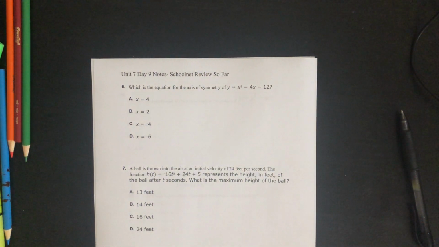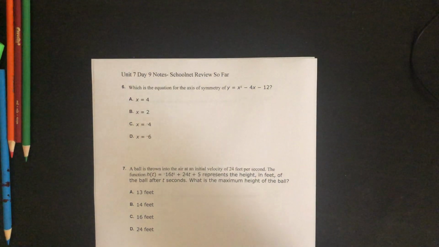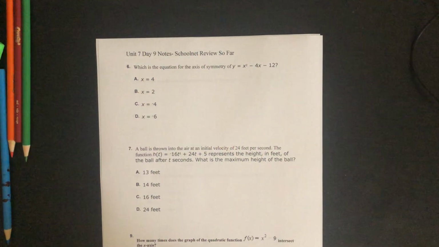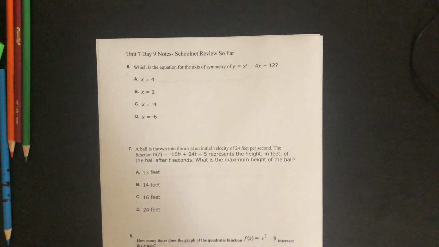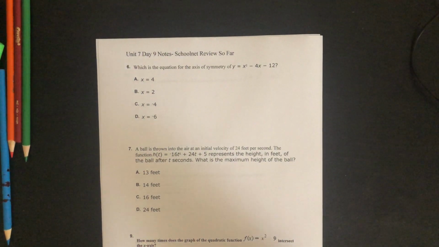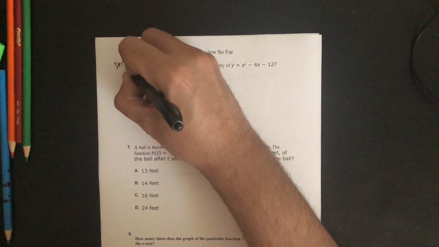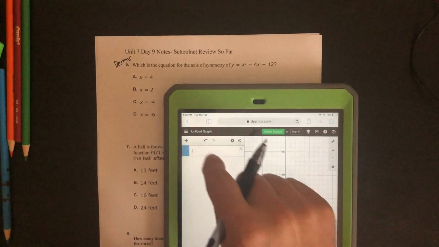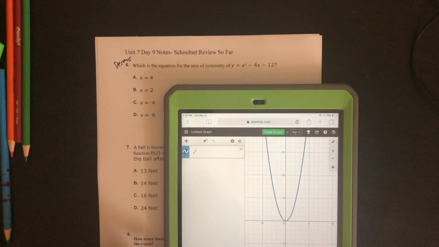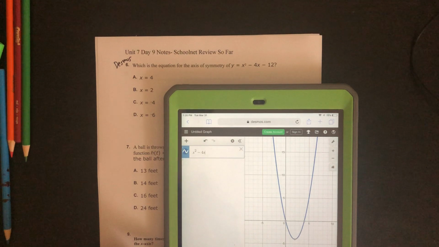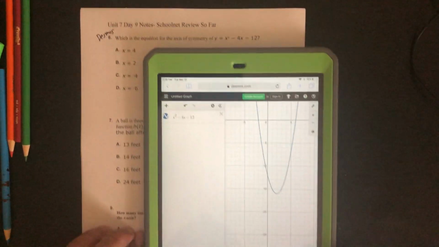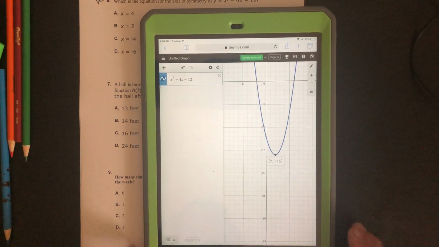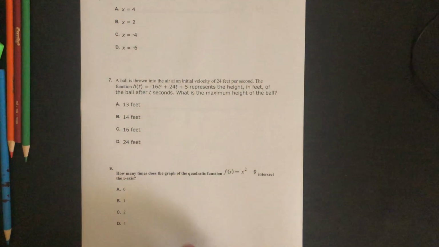Which is the equation for the axis of symmetry of y equals x squared minus 4x minus 12? What I'm going to do is go ahead and find the vertex using Desmos. Go ahead and get to Desmos, type in that equation. So we have x squared minus 4x minus 12. And if you click, the vertex is (2, negative 16).